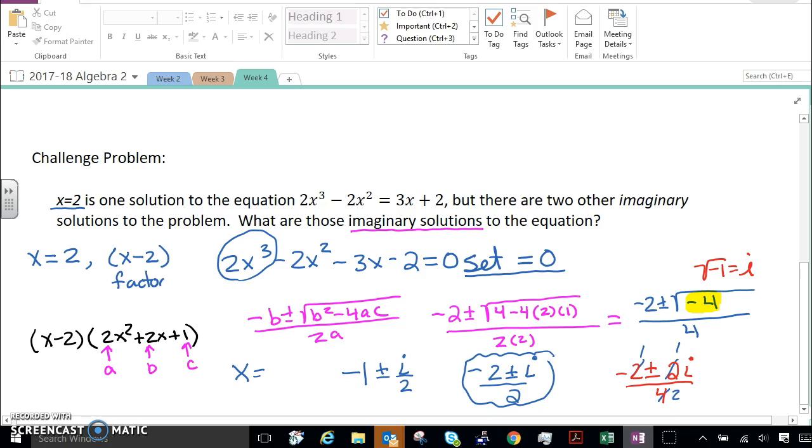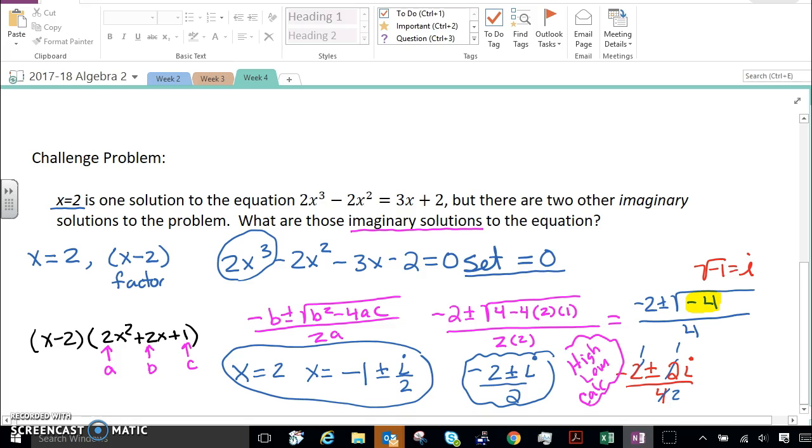One answer was x equals 2, and then the other 2 are negative 1 plus or minus i over 2. Now we're getting into some really high level calculus ready work. So if you're able to do this and it makes sense to you, you should feel really good about yourself, and you should be ready for a challenge problem on the next test.